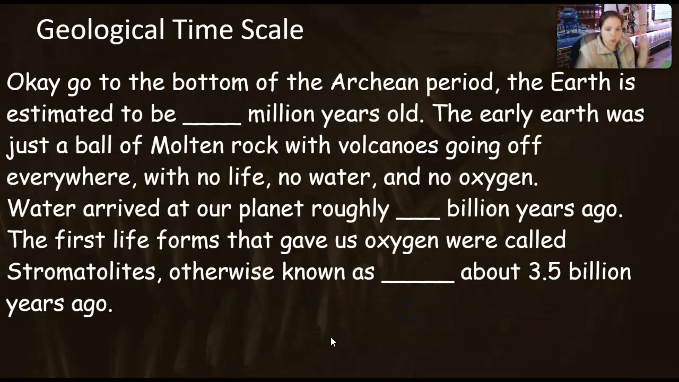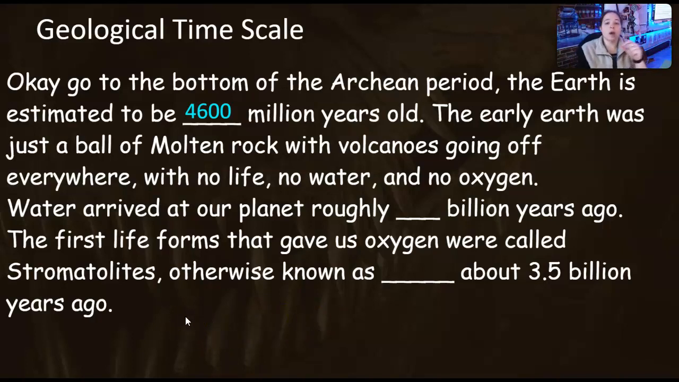Okay, so let's go to the bottom of the Archean period. And you're going to notice on the very left-hand side that there are numbers again. These are in millions of years. And all the way at the bottom where it estimates how old the Earth is, it says 4,600 million years old, or 4.6 billion years old. So when the Earth was really, really young, just started, it was basically a ball of lava. It was a whole bunch of molten rock with volcanoes going off everywhere. There's no life, no oxygen, no nothing except for lava.